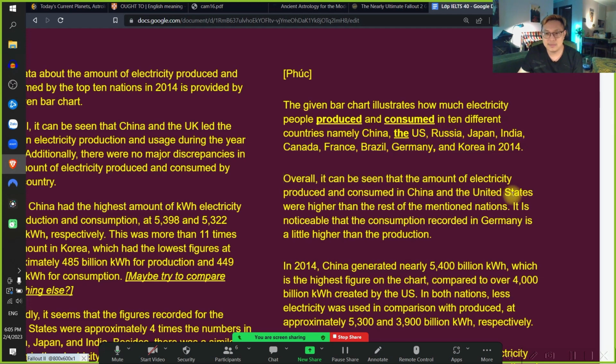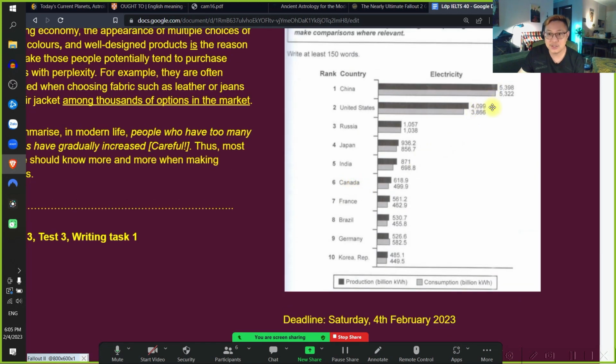Overall, it can be seen that the amount of electricity produced and consumed in China, because they were higher. Nó không chỉ là cao hơn đâu, nó là cao hơn rất nhiều. Actually, it's much bigger than the other countries. Like for example, you see here, it's almost 5 times more than Russia, 4 times more than Russia as well, and the other countries. That is much higher.